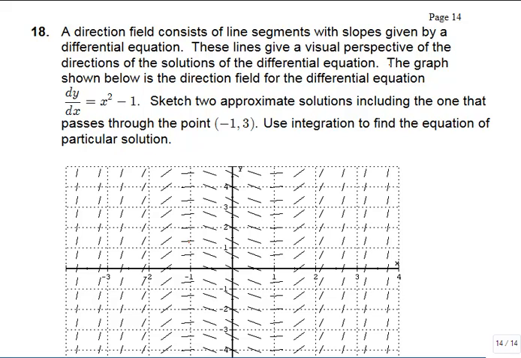So the graph shown below is the direction or slope field for this particular differential equation, dy dx equals x squared minus 1. So for example, when x is 1, 1 squared minus 1 would be 0. So the derivative is supposed to be 0 at 1. So when you go to 1, that's why these are all 0 sloped lines, nice horizontal lines. So these little dashed lines represent what the slope of the graph is supposed to be.